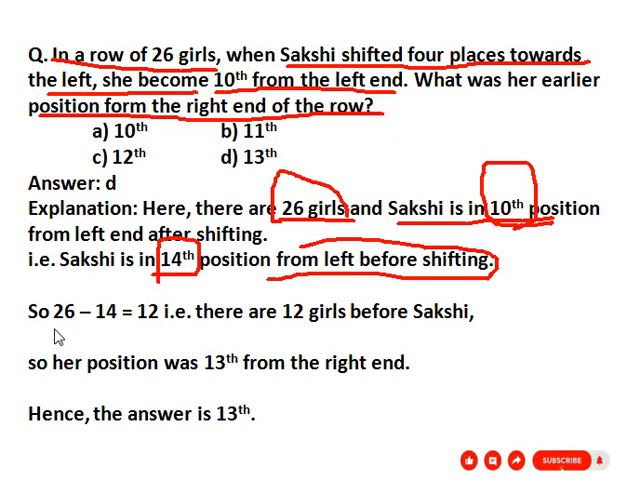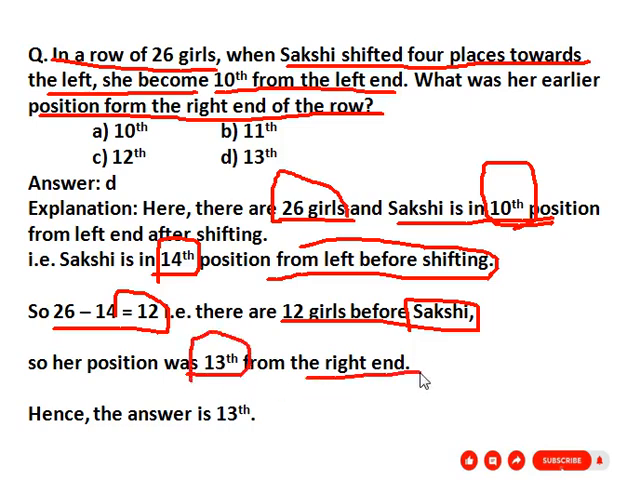So 26 minus 14 equal 12. That is there are 12 girls after Sakshi. So her position was 13th from the right end. So her position is what? 13th. So correct answer is 13th position. So here given option B 13th position.